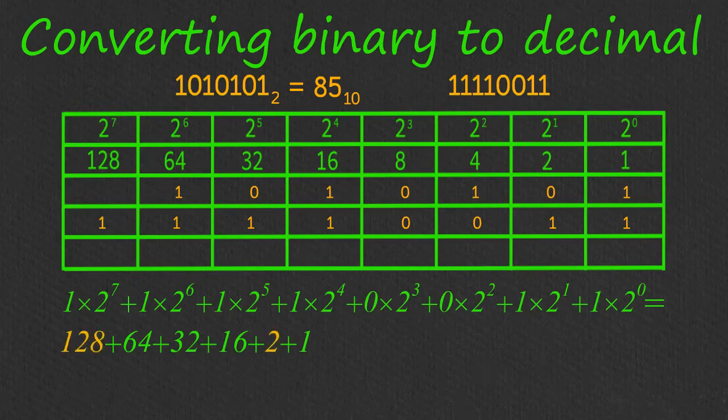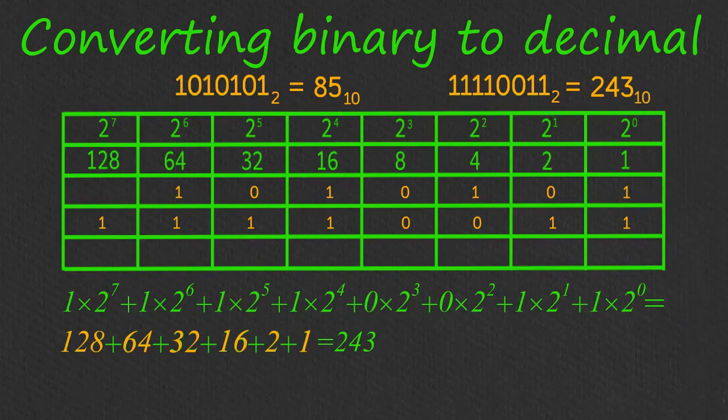128 and 2 nicely adds up to 130, so we have that with two numbers already. Then 64 and 16 are also a nice pair, adding up to 80. So far, 130 and 80 adds up to 210, and we still have to add on 32 and 1. 32 and 1 makes 33, which added to 210 will be 243 in total. So, 11110011 in binary is the same as 243 in decimal.